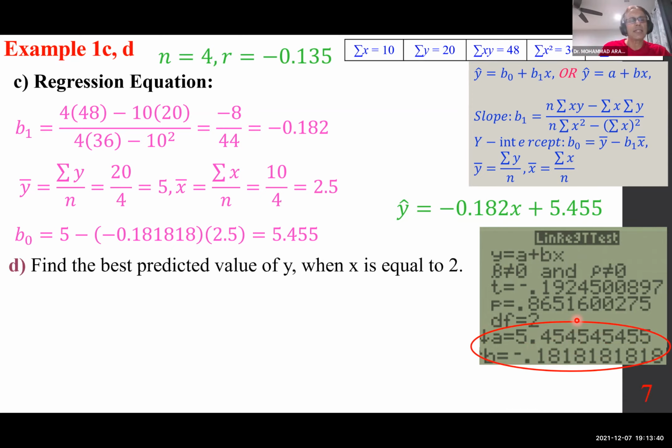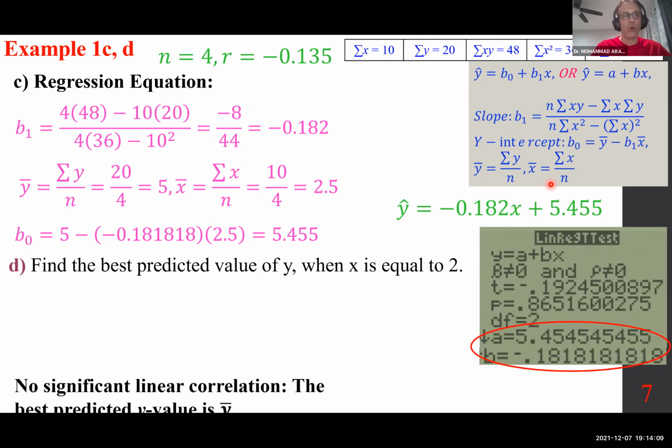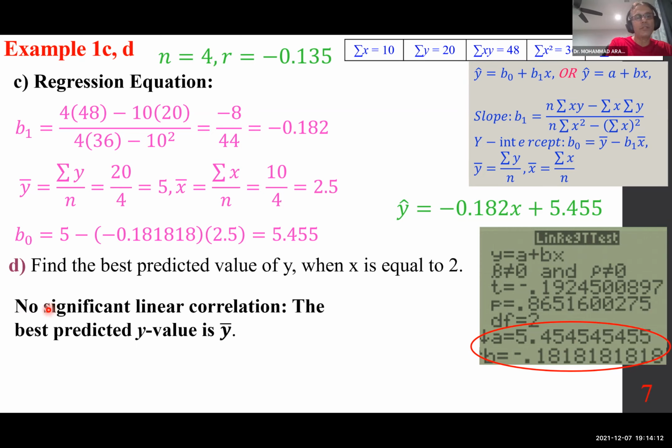Find the best predicted value of y when x is equal to 2. That is the purpose of the regression equation. We want to do the prediction, and we always use that formula if we prove that there is a linear correlation, but we proved there is none. Therefore, we can't plug in and predict. In that case, we use y bar. Since we proved there is no significant linear correlation, the best predicted y value is simply y bar.